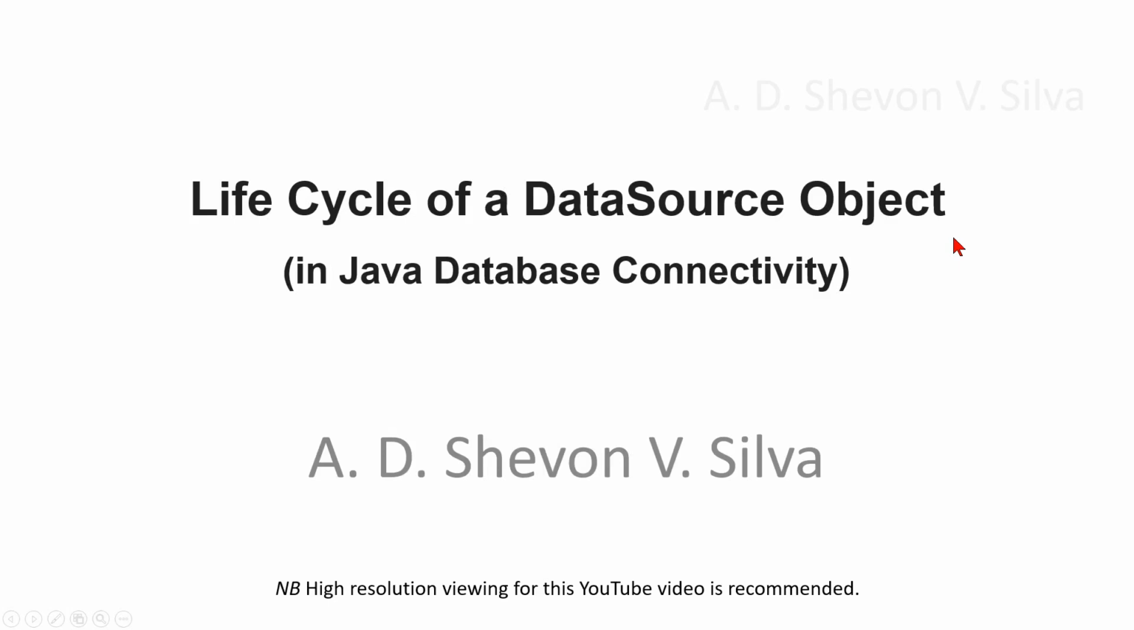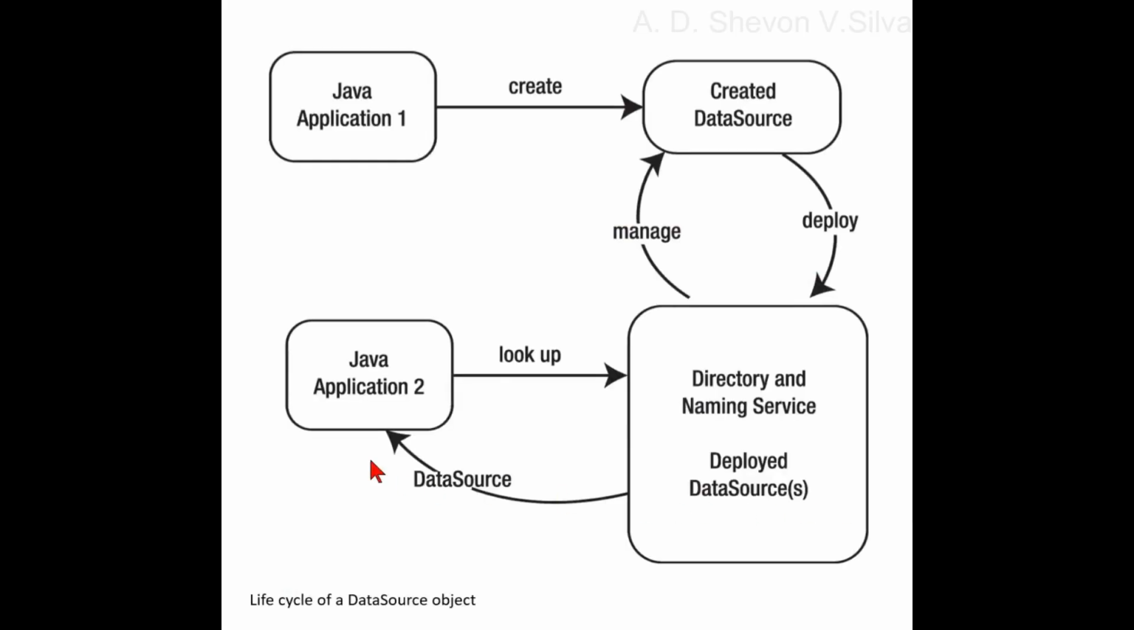Lifecycle of a data source object in Java database connectivity. Here you can see the lifecycle of a data source object. Data source, defined in the javax.sql package, is an abstraction layer for Java database applications.